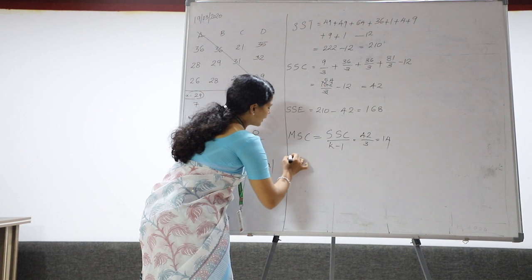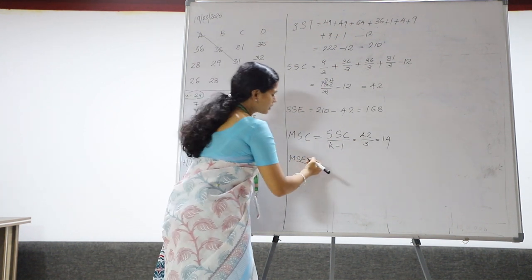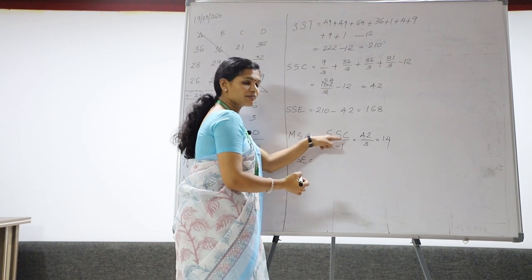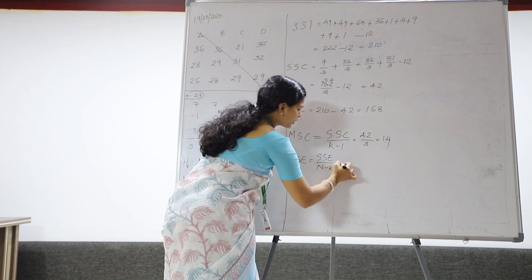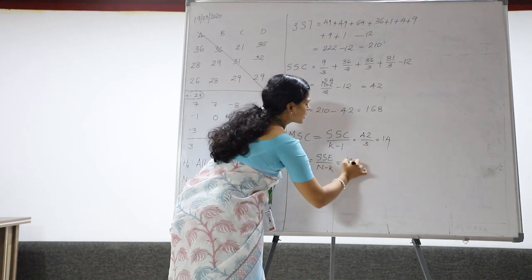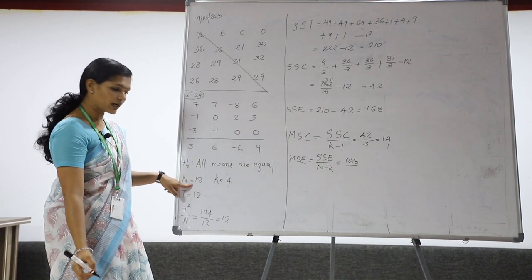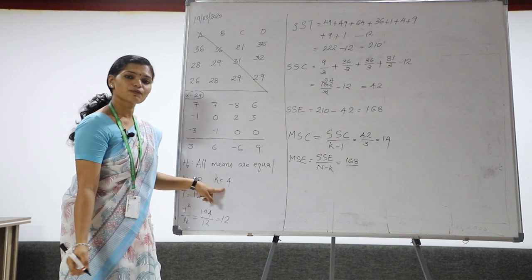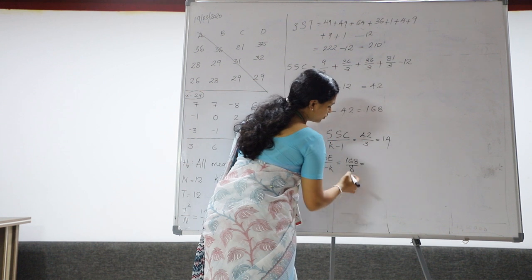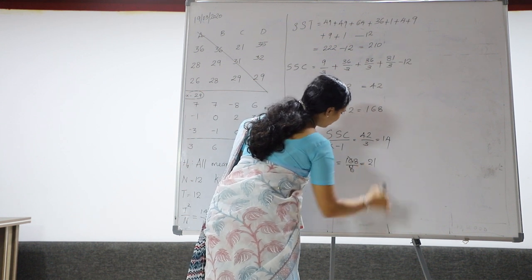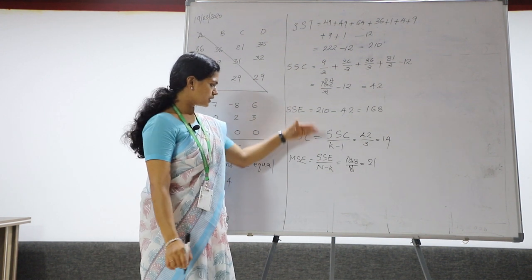The next is MSE. MSE is the mean square within samples. So here we have the formula: SSE divided by n minus k. SSE divided by n minus k. So here SSE I have already calculated as 168. Now n minus k: n is equal to 12, k equal to 4. So 12 minus 4 we have 8. So this is equal to, and cancelling, you will get 21. MSE is equal to 21. So we are done with the MSC and MSE.